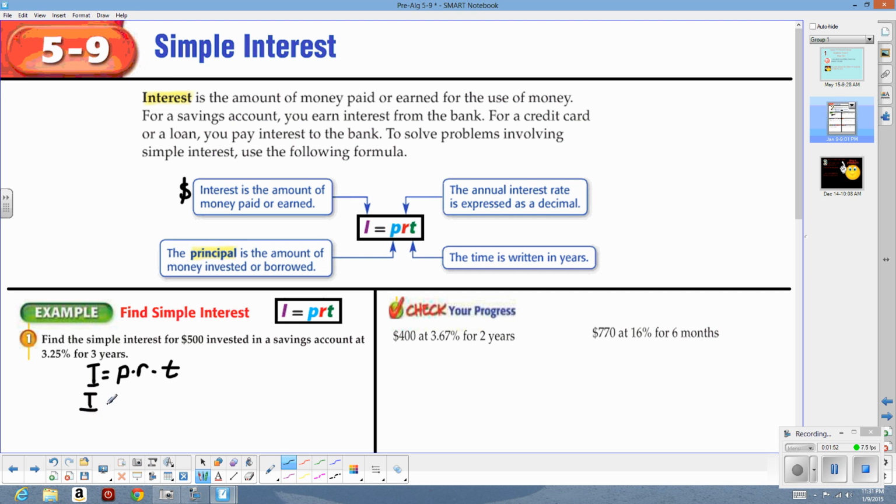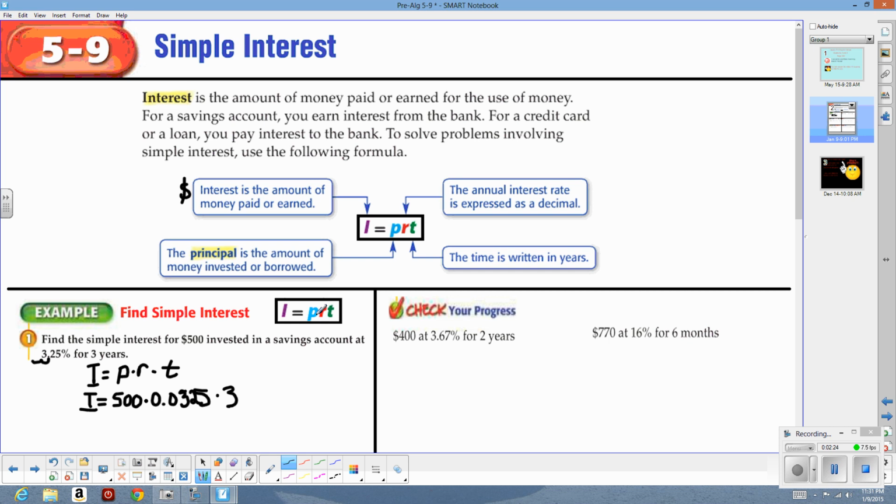But we know that the principal is $500 because $500 is what was invested in a savings account. And the rate we want to express as a decimal. So we're going to take the 3.25% and write it as a decimal, and then multiply it by the time in years. This particular problem is just a matter of taking those three numbers and multiplying them together.